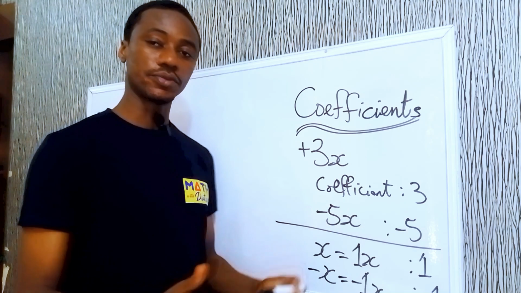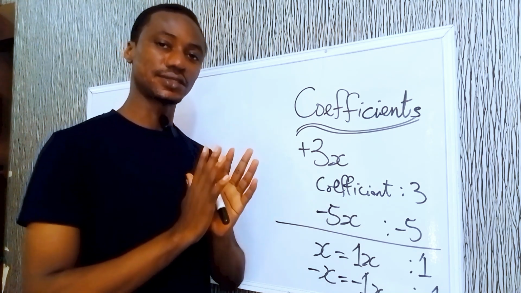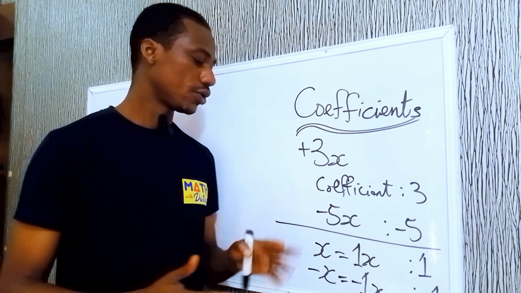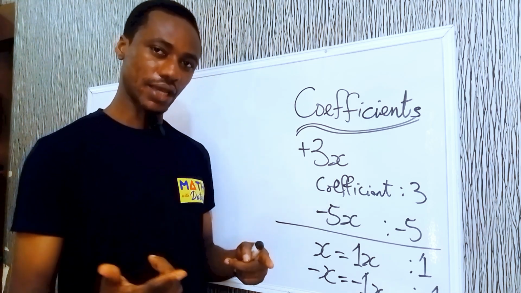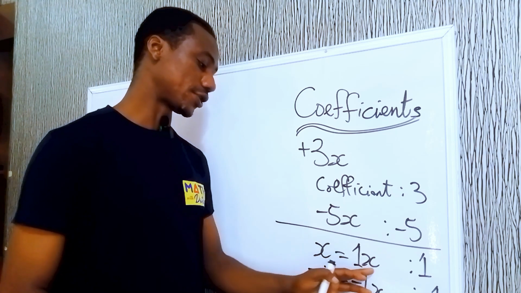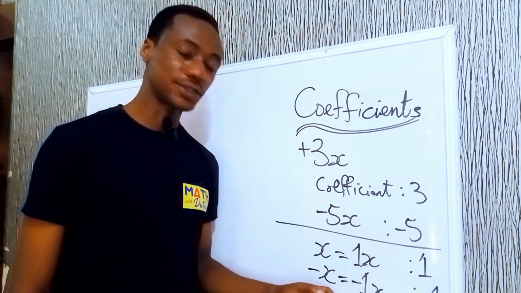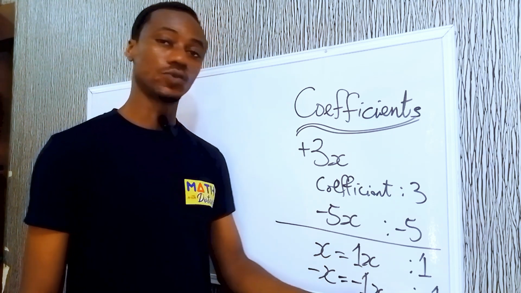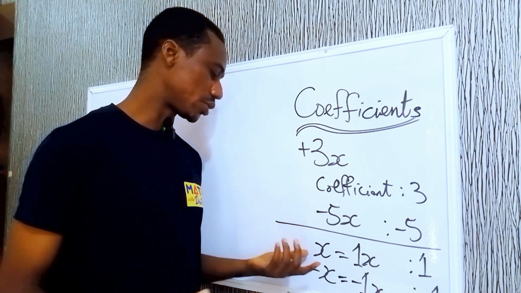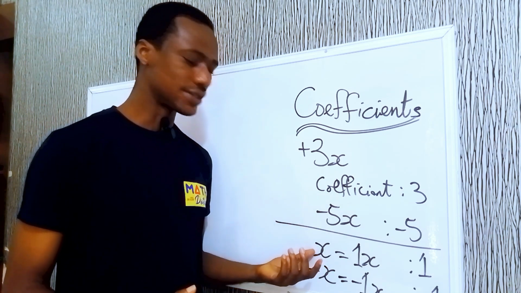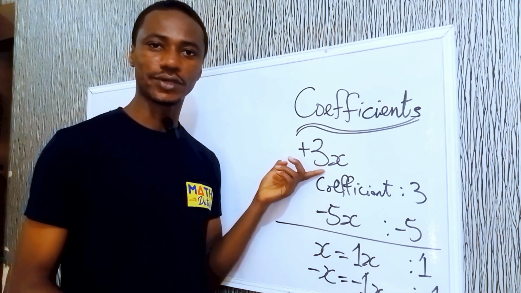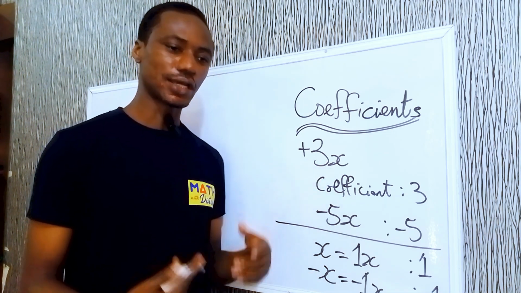So if a term is positive and there's no number attached to it, it is the same thing as 1x. If you have negative x, it's the same thing as negative 1x, because the coefficient actually tells how many. When you look at it and ask, how many x's do we have here? Just 1. How many x do we have here? 3x.